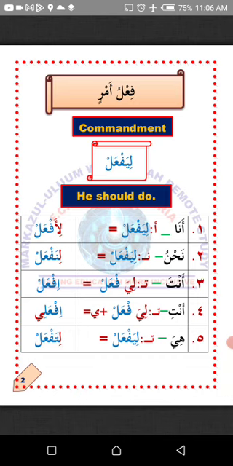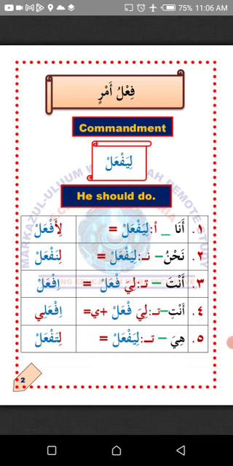Alifun being the first letter, and faun is the second letter, and ainun is the third letter. Ainun being the third letter is taking fataha, so we are going to give the borrowed alif kasra, which is the opposite of fataha. So the verb liyaf'al will now become if'al, which means you should do, commanding a single male person.